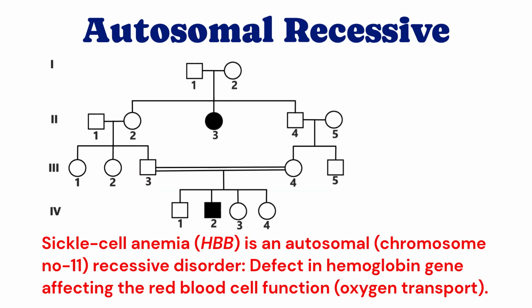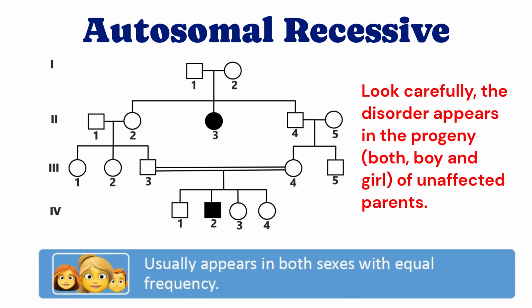If it is an autosomal recessive trait, you will find these characteristics. It usually appears in both sexes with equal frequency. This characteristic is generally observed in all types of autosomal traits but not in sex-linked traits. So when you find that both males and females are affected, that means it is an autosomal trait for sure.